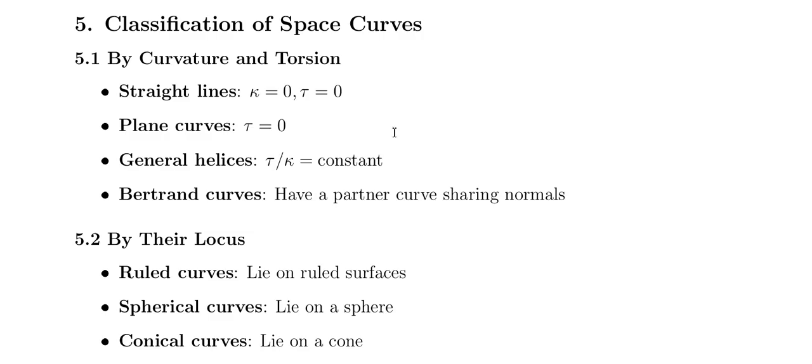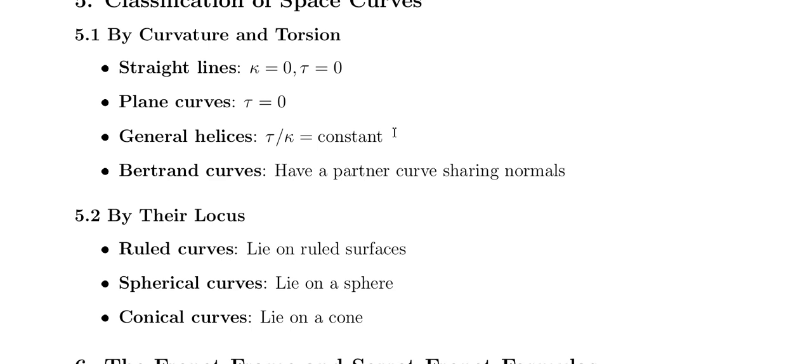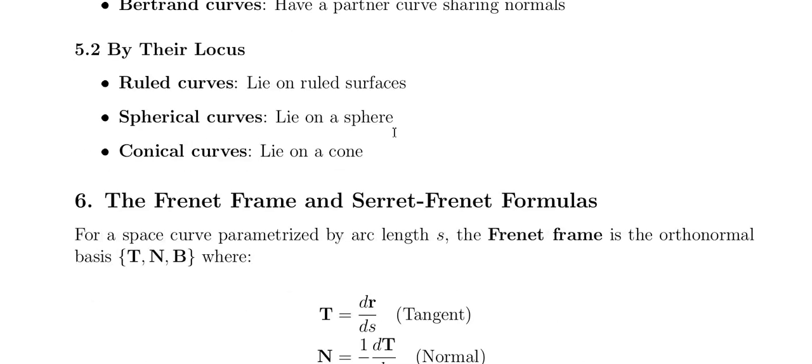And Bertrand curves have partner curves sharing the normals. These are partner curves. A Bertrand curve means a partner curve sharing normals. And for the locus, a ruled curve lies on a ruled surface, lies on a sphere, lies on a cone, that is a conical curve, a spherical curve, a ruled curve. So they leave it, but the earlier ones are very important.